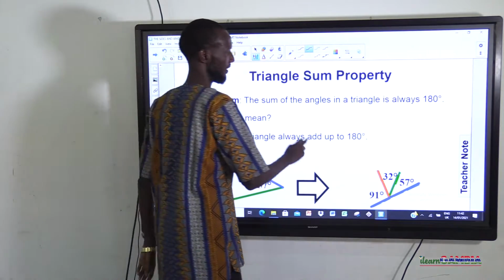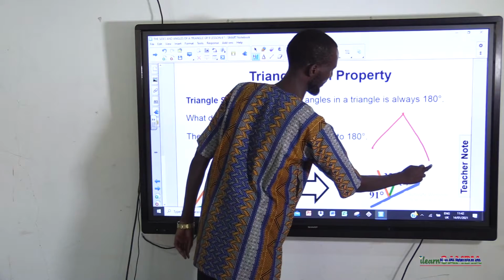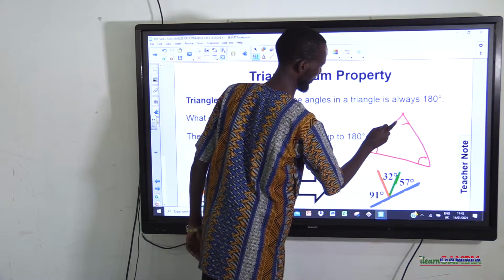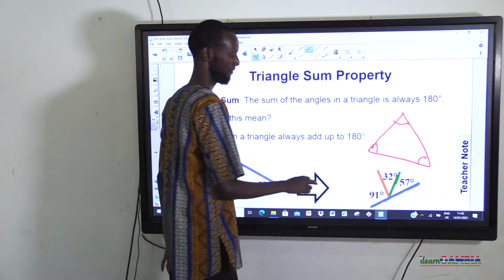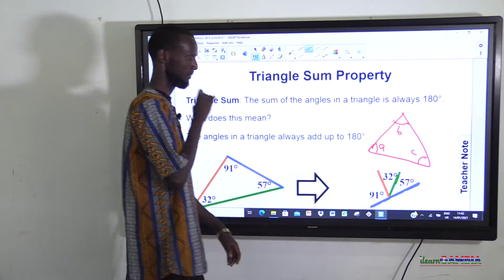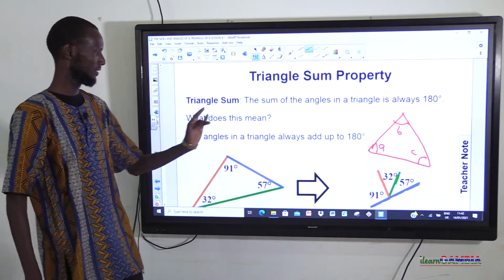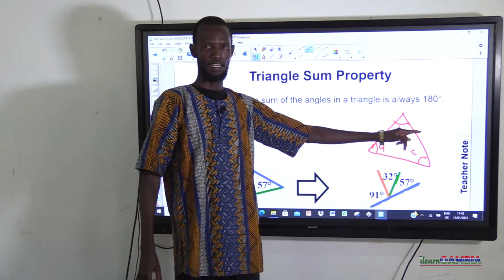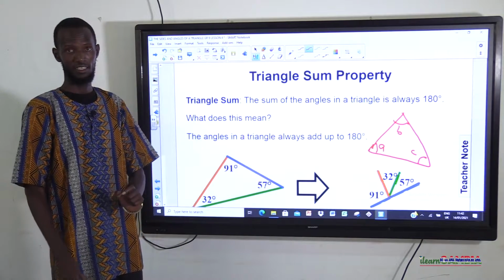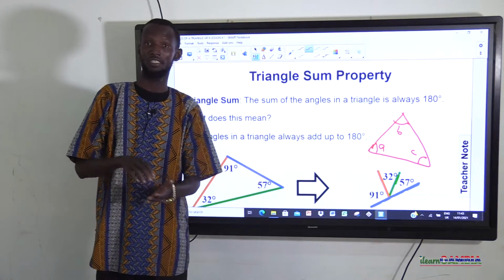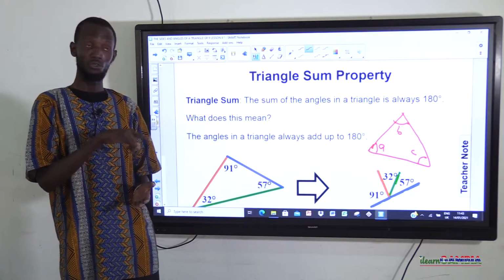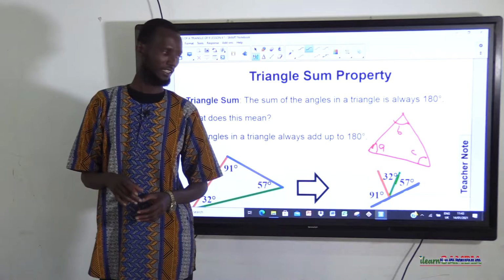Remember, a triangle is not only three-sided, it also has three angles. These are all angles here. So if this is angle A, this is angle B, and this is angle C, whenever you add A, B, and C, the sum should always be 180 degrees. It does not matter what type of triangle it is or the size of the triangle. For all triangles, when you add the three angles, you always get 180 degrees.